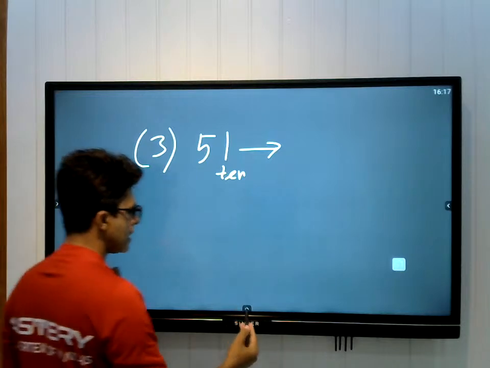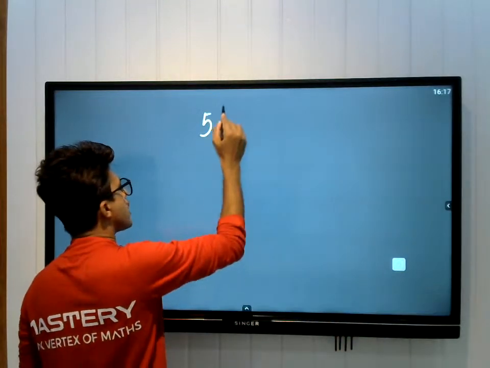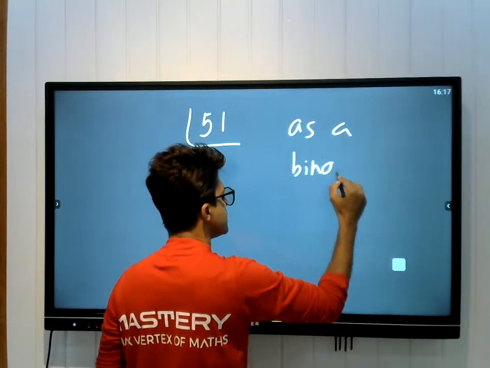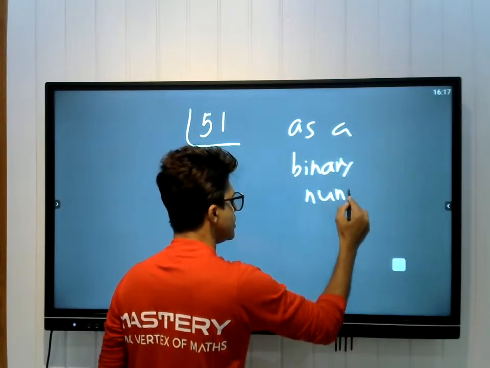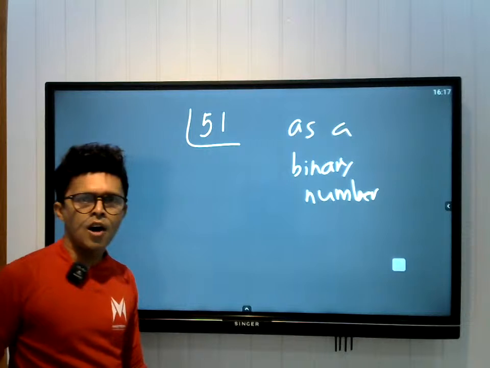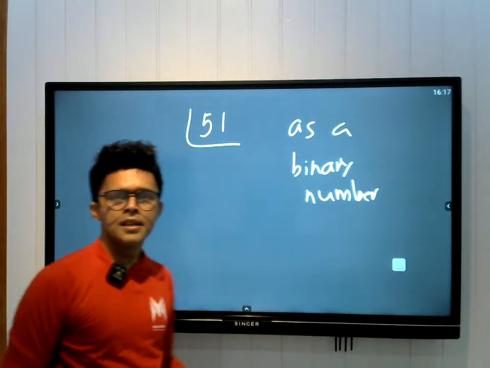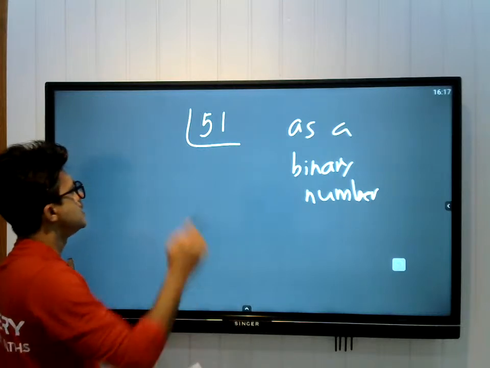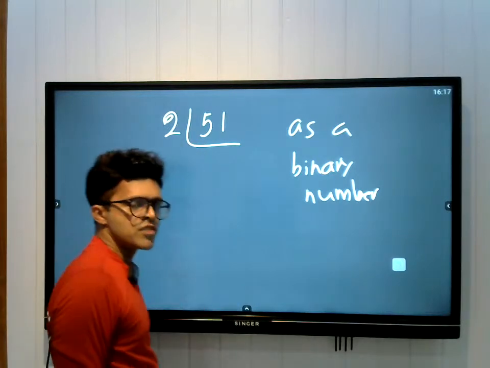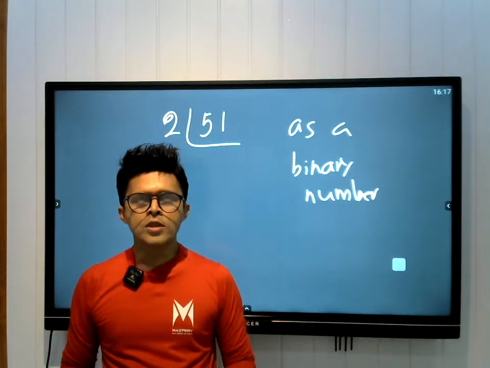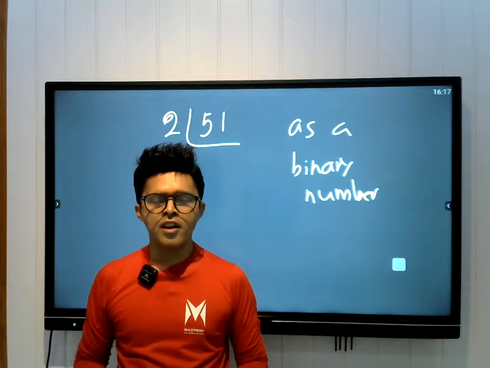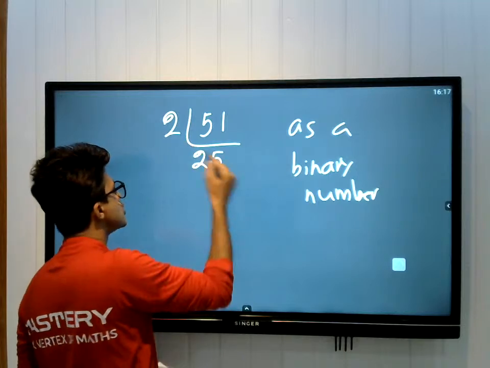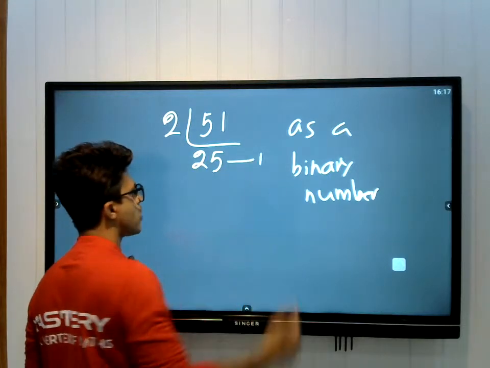This answer can be found by dividing 51 by 2. You need to write this as a binary number. Yes, I could see your answers. You are sending your answers. That's nice. Divided by 2. In 51, how many 2 times? 51 upon 2 is 25, and 2 times 25 is 50, then the remainder is 1.